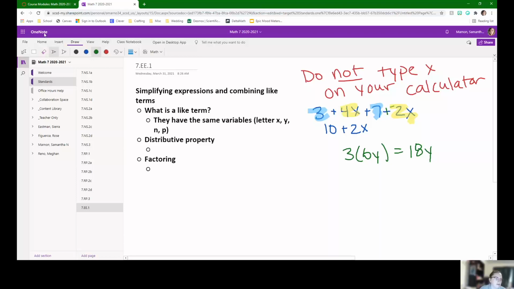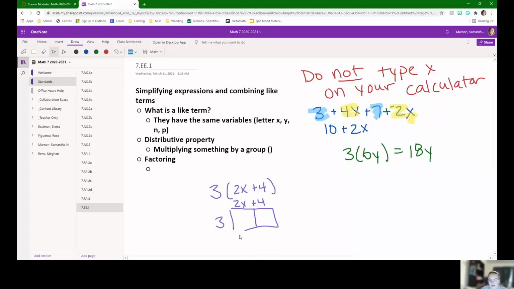The other thing that you can have is the distributive property. That's when you're multiplying something by a group, and we know it's a group with the parentheses. So that's like when we have 3 times 2x plus 4. A lot of us like to use area models for that. And we know it's 3 times 2x plus 4. And then we can multiply to get the inside, right? Or some of you like to just do it algebraically, where we do 3 times 2x plus 3 times 4. Either way, we get 6x plus 12.